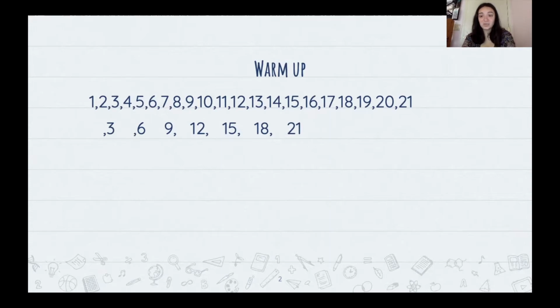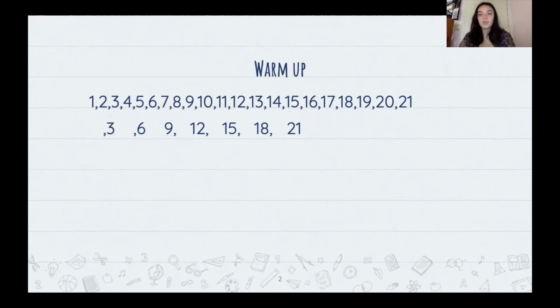18, 19, 20, 21. So now when we count, I want you to whisper 1, 2, and then say out loud 3. Whisper 4, 5, say 6, and keep going like that. Okay, ready? 1, 2, 3, 6, 7, 8, 9, 10, 12, 13, 15, 18, 19, 20, 21.